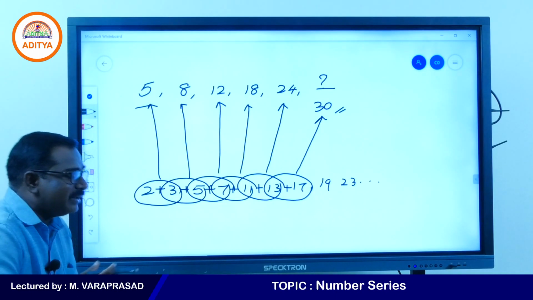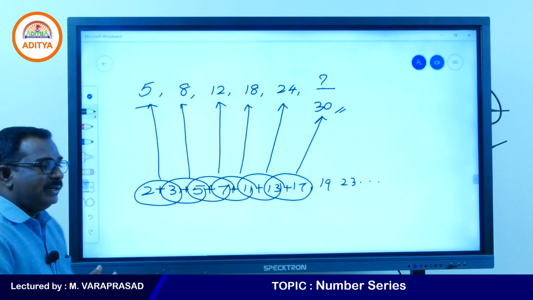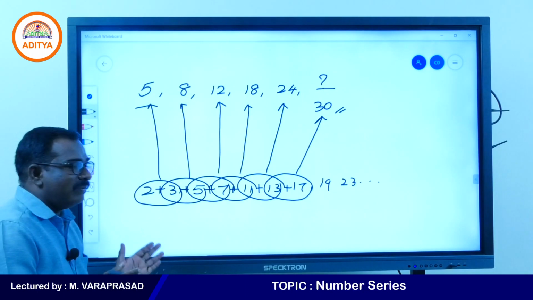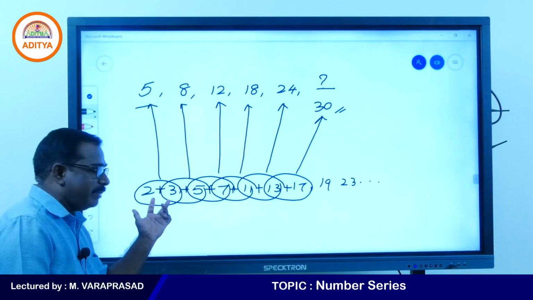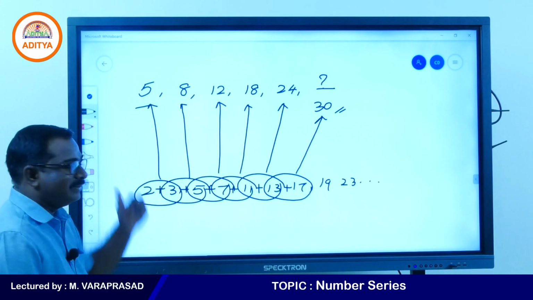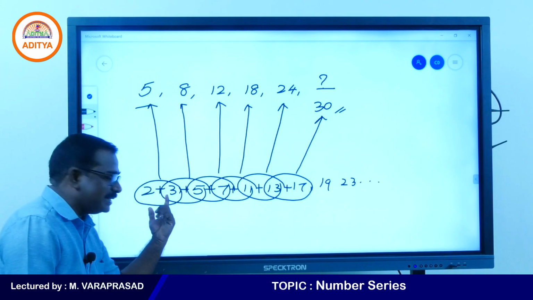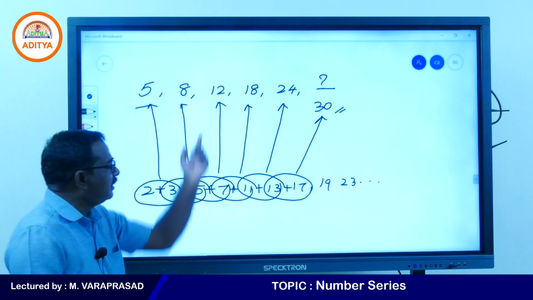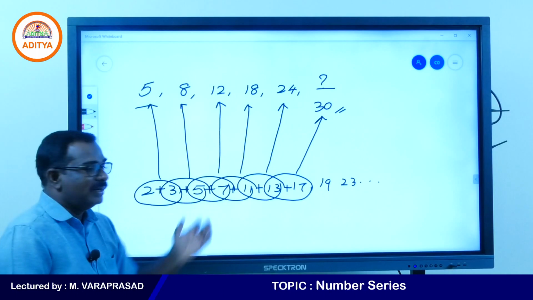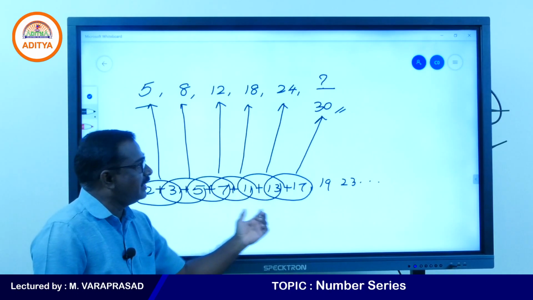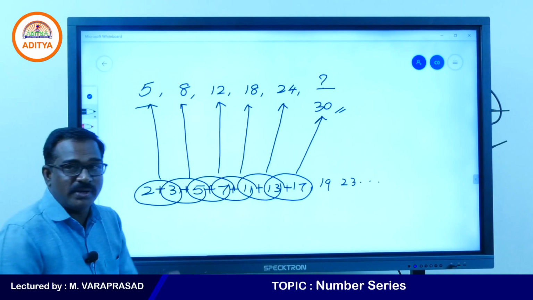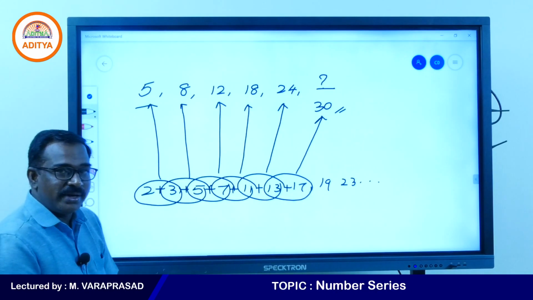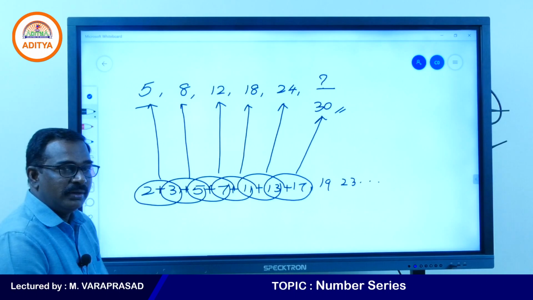I think all of you understood. Pairs of prime numbers are added and given. The next pair continues with the second one, 3 plus 5. The next one, 5 plus 7. The next one, 7 plus 11. The next one, 13 plus 17. The next one, if given, would be 17 plus 19.